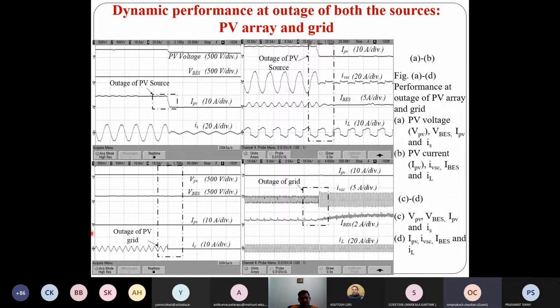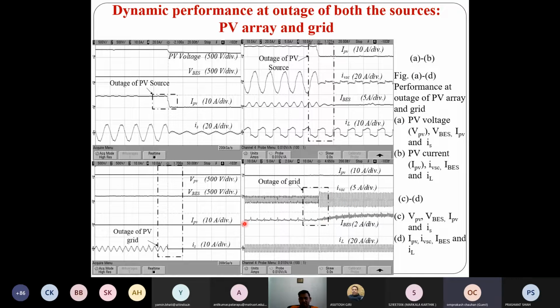And here you can see PV is also not there, and there is an outage of the grid also. Outage of PV is always at 0, you can see in the third waveform in the third figure, and immediately the grid is also gone. So what will happen? The battery goes into discharging mode. Why? Because we always have to fulfill the load demand.